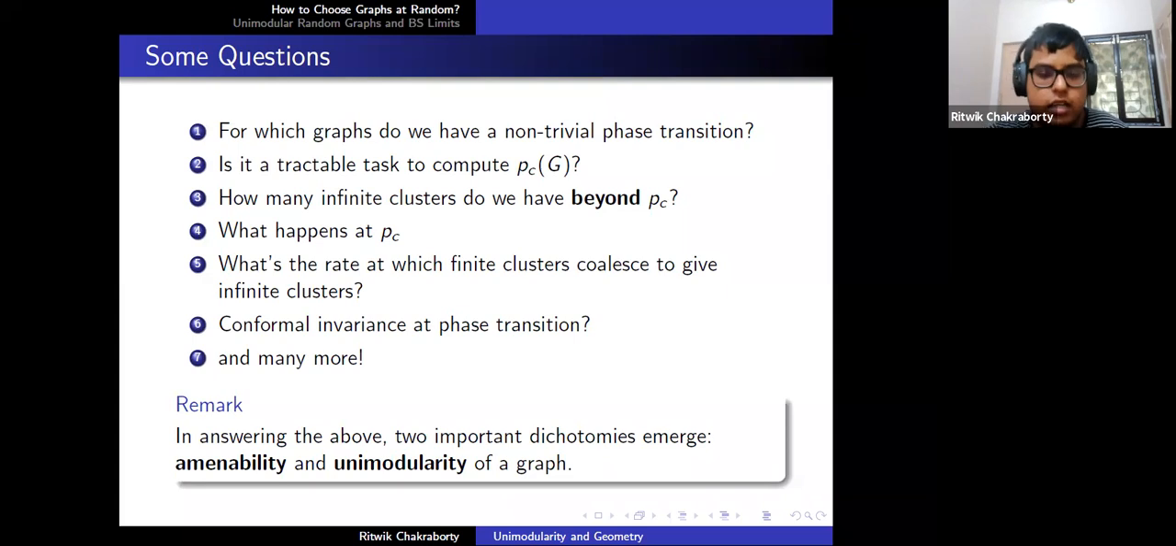Anyway, there are many more questions, right? We won't be answering all these questions right now, but the important point is that these are fairly natural questions to ask. And second, it turns out that in answering the above, two important dichotomies emerge: whether the graph is amenable or not, and whether the graph is unimodular. So from now on, we'll aim to understand what amenability of a graph is and what unimodularity of a graph is. And then, as I had promised in my abstract, I'll ask some basic geometric questions about my graph and see what I can do about it.